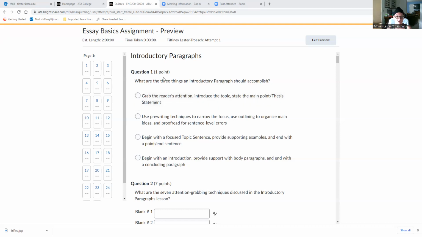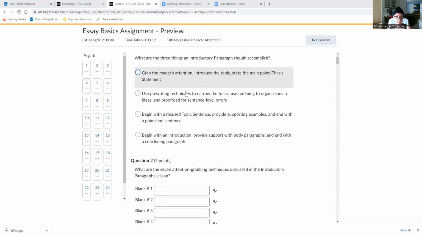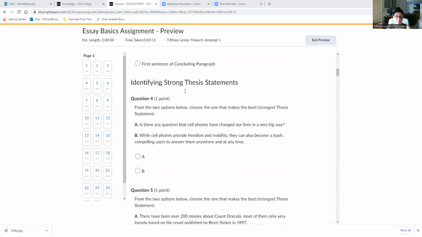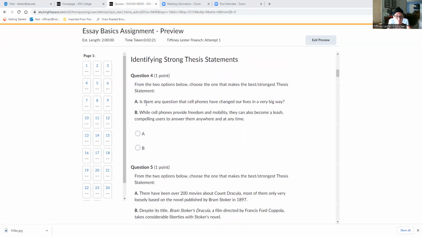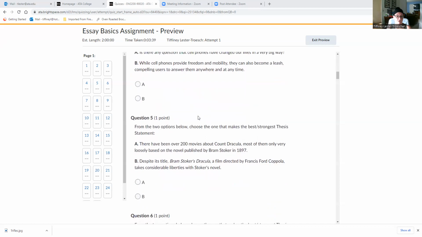You've got a couple questions here on introductory paragraphs, right? You've got some questions on identifying strong thesis statements. So you'll have a pair of thesis statements. One of them is really strong, the other one, not so much. And your job is to choose the one that is the strong one. Which makes the best, strongest thesis statement? So you've got a few of those.